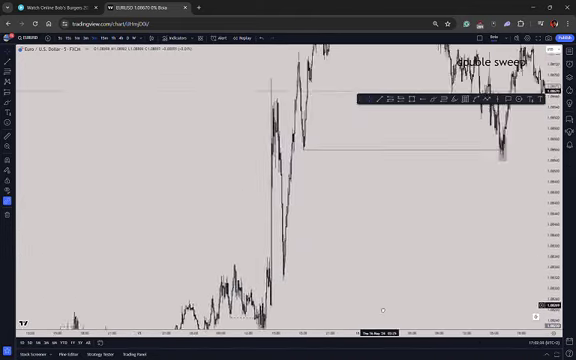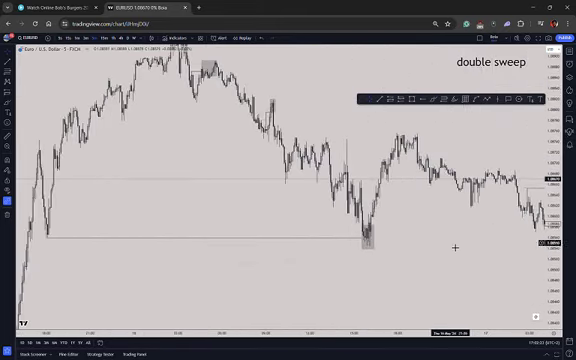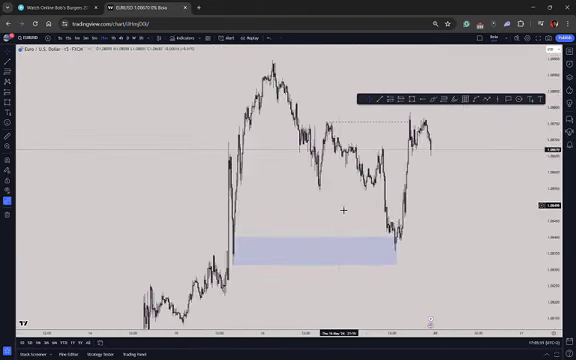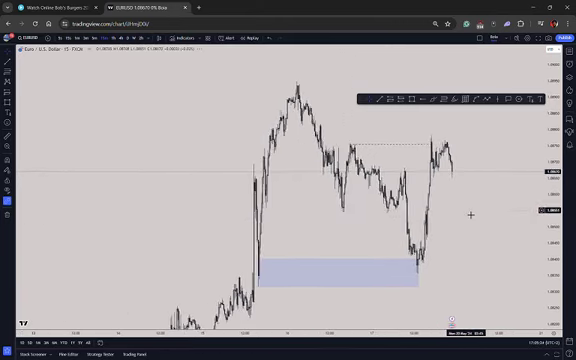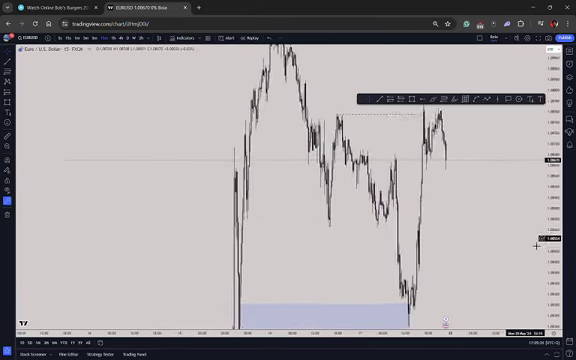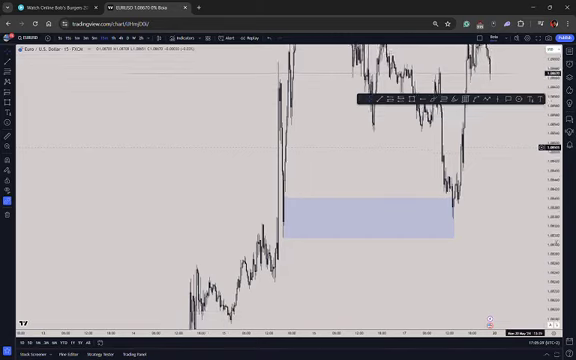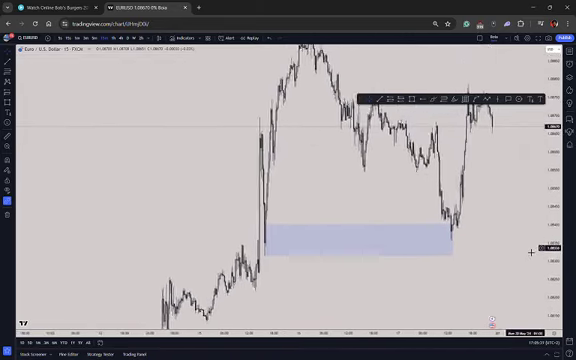So this doesn't count as a double sweep, and we couldn't have caught that. Okay, so this would be the explanation for the buys that we had on Friday, how they were valid, and the ideas behind them.